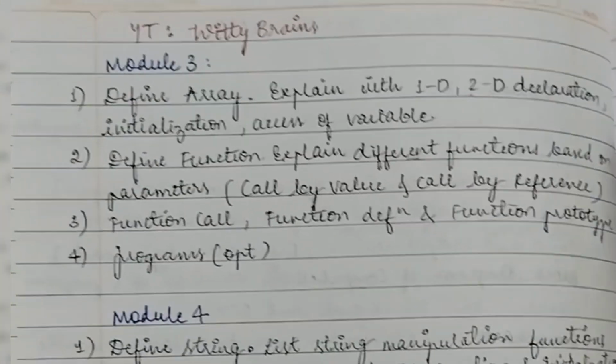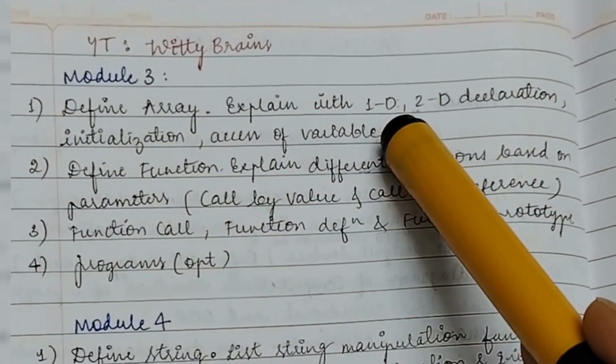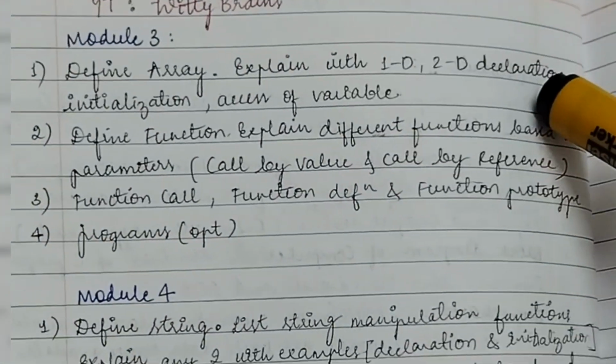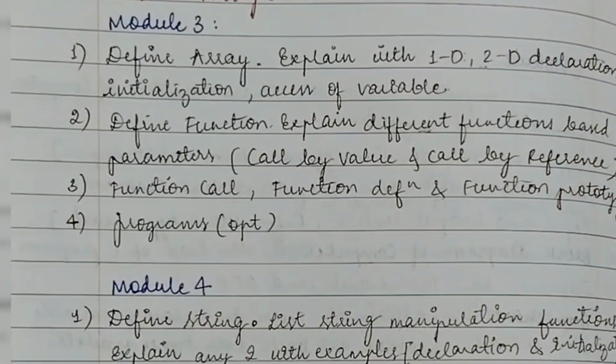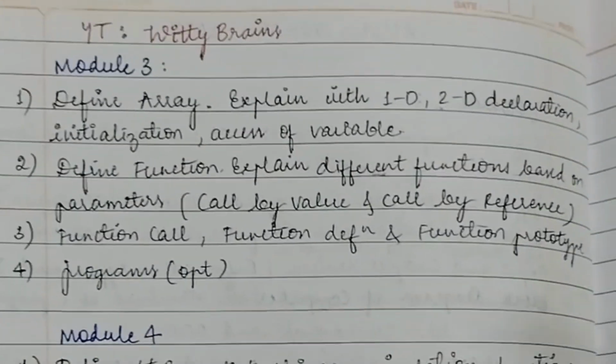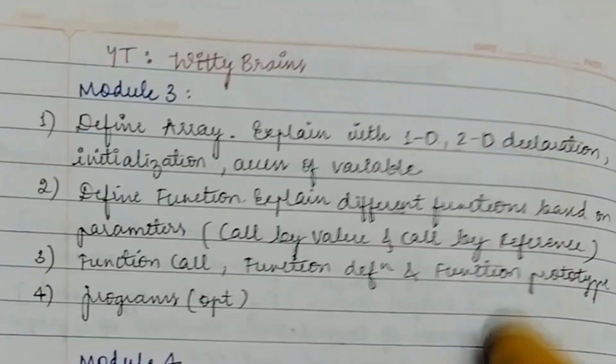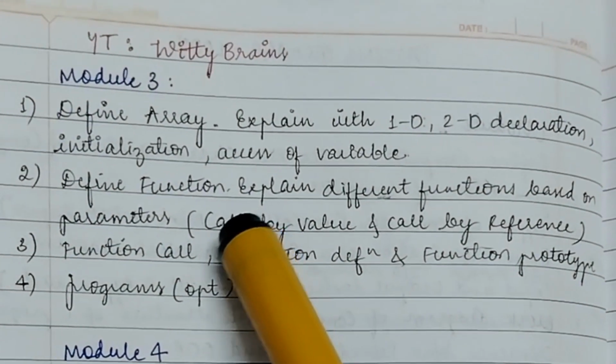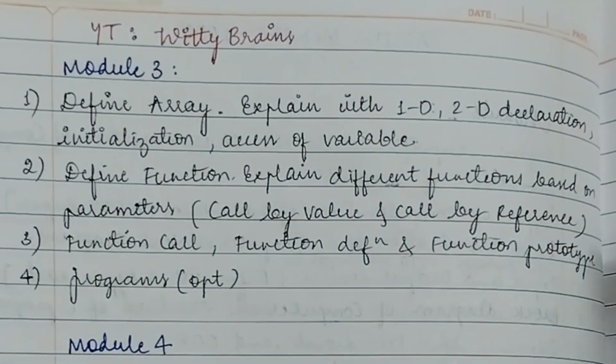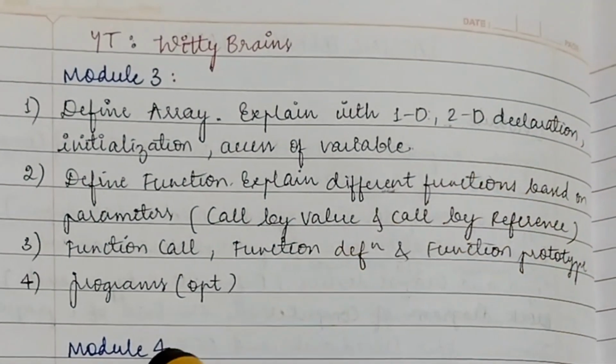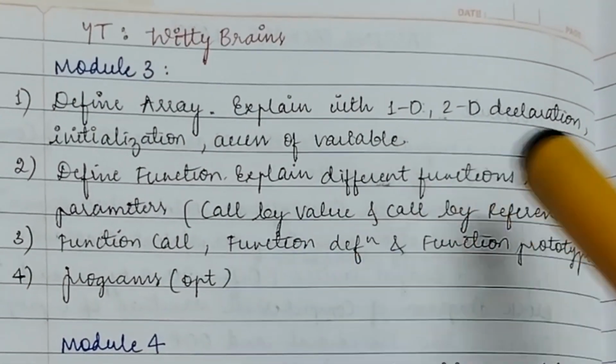So see, they can ask this either in one dimensional array, or they can even say to explain 2-dimensional array. Okay, so it depends on the question paper, who is setting the question paper. Okay, next question, define function and explain different functions based on parameters. What are the parameters? Call by value and call by reference.